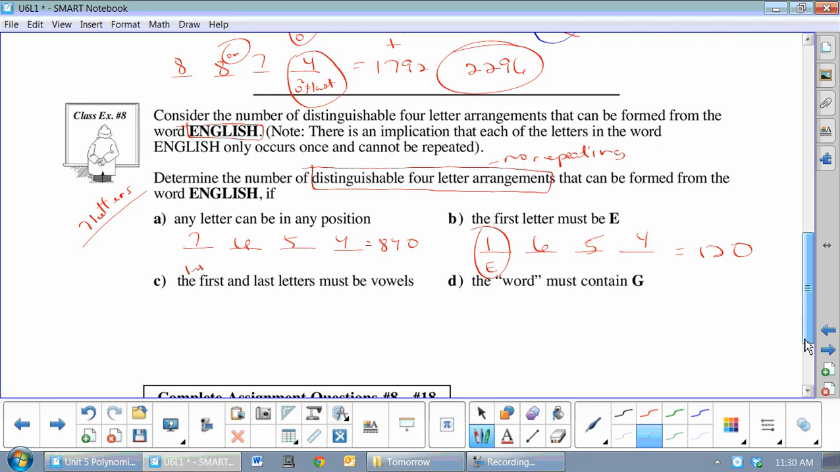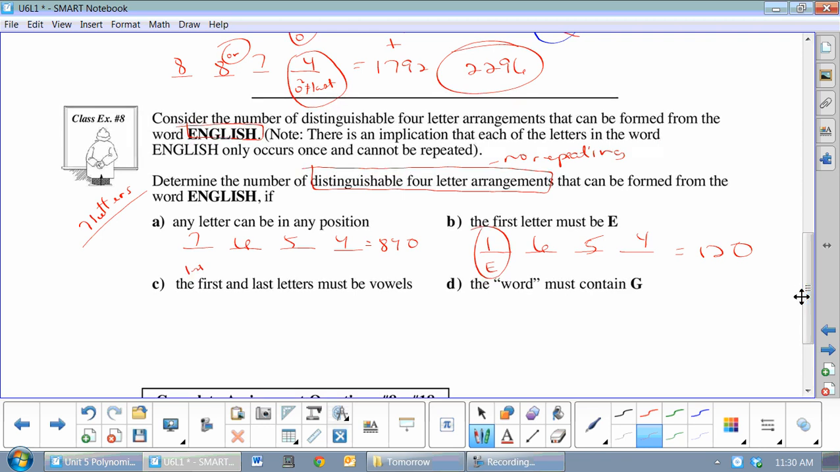So when you start giving people just one, it went from 840 down to 120 by giving me one letter. Now, 840 different tries takes a long time. 120, that's not as bad, right? You give me 2, and then let's try this one. What if the first and last letters must be vowels? So these are my restrictions.